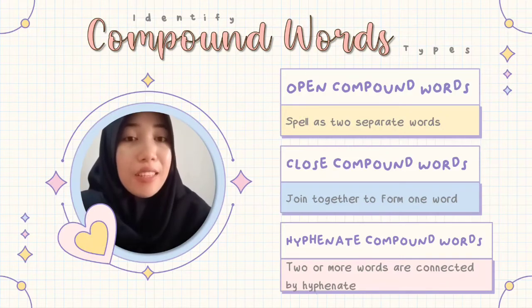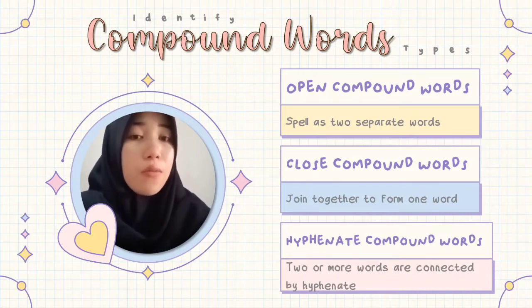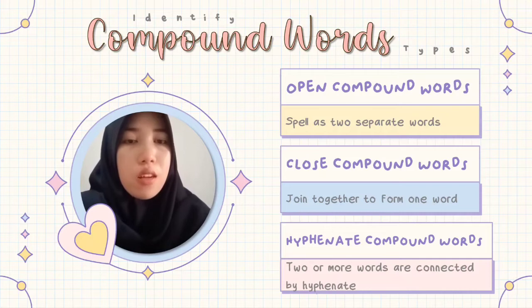Alright, the last material is about identifying compound words. The first is open compound words. You can identify open compound words when the words use a space between the adjective and the noun, so sometimes it can be hard to identify them as a compound, but if the two words are commonly used together, it is considered to be a compound word. And the second is closed compound words. You can identify closed compound words when two words join together to form one word. It means closed compound words are usually made up of only two words. And the last is hyphenated compound words. You can identify hyphenated compound words when two or more words are connected by a hyphen.